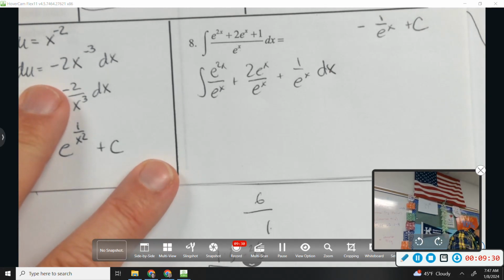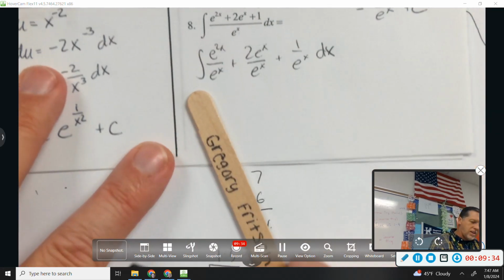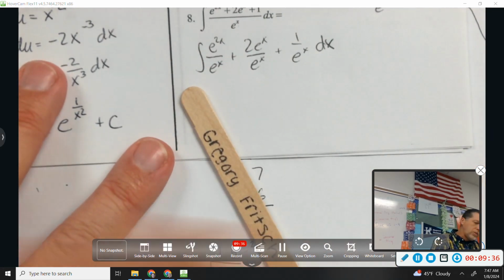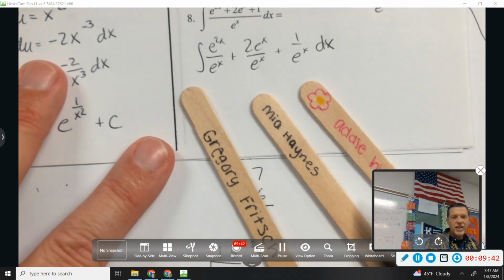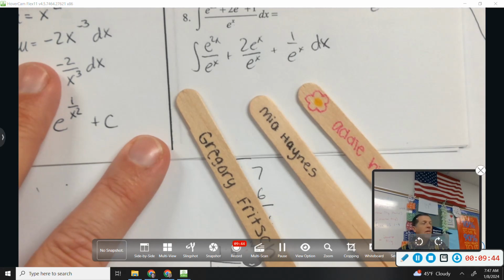These are algebra questions, so let's pick on some people here. Gregory, I think you get the hardest one. I think Mia gets the easiest one. And Addie gets kind of the middle one. So I'm not asking for an antiderivative. I'm just asking for the algebra.